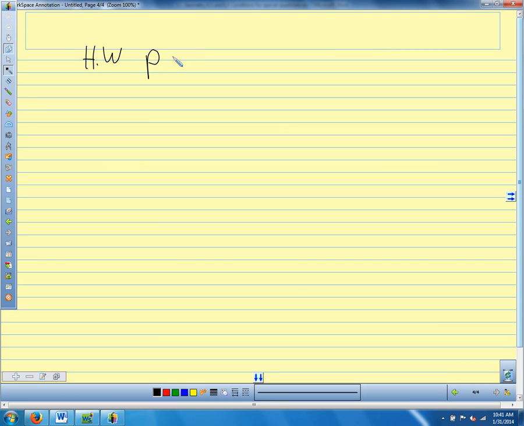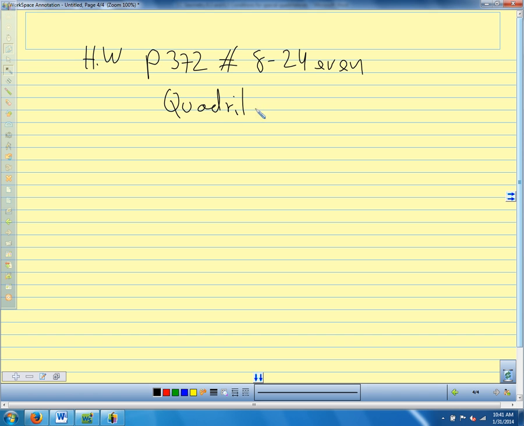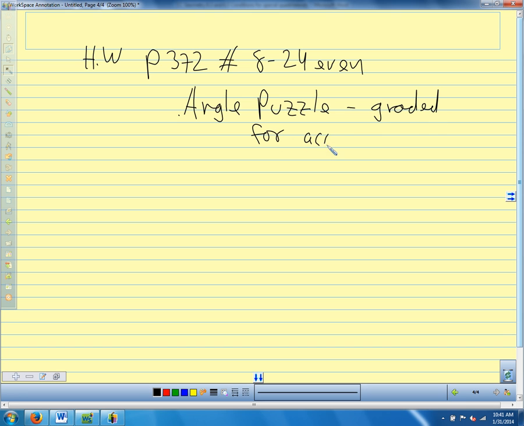So homework today is page 372, 8 through 24 even, and then the angle puzzle that I'll pass out and talk about in just a minute. And this is graded for accuracy in the formative category.